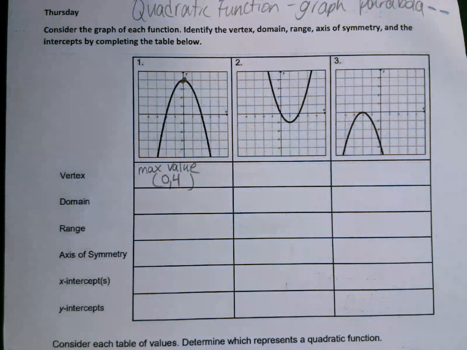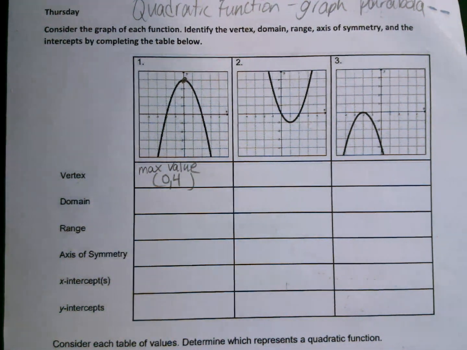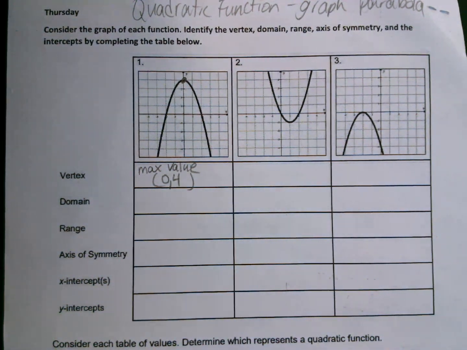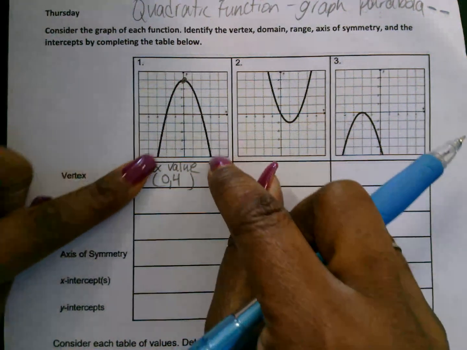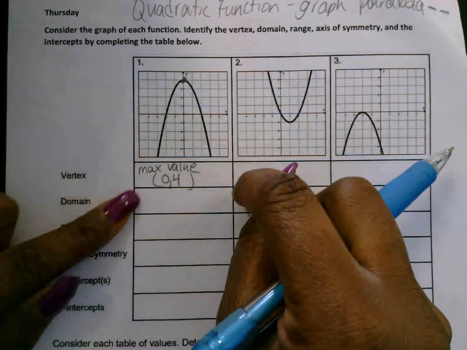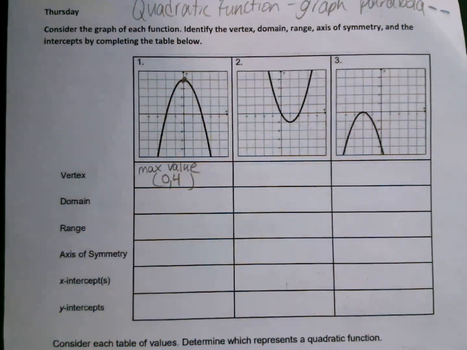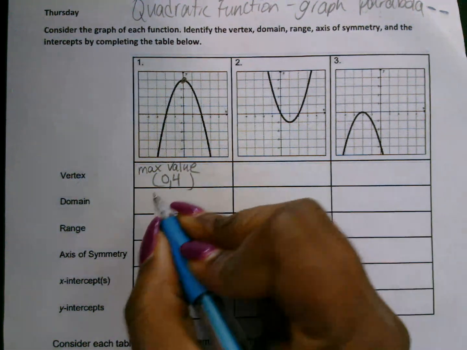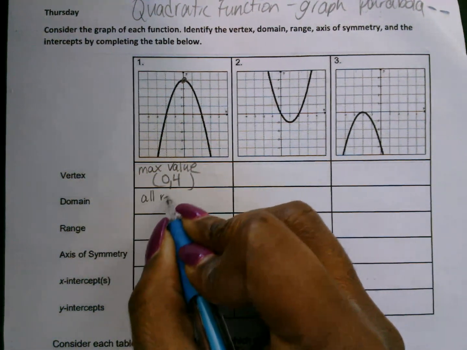All right. Any questions about how I found the vertex? The domain is going to be how wide the parabola is. The parabola, whether it's going upward or downward, is going to get wider and wider because it never ends. So it's always going to be all real numbers.